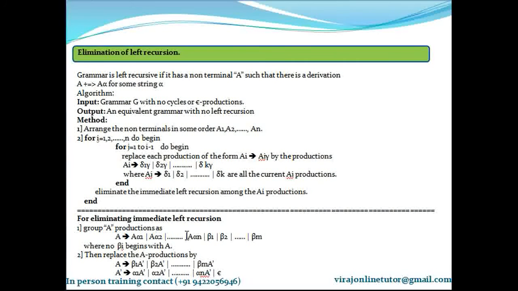So all these guys starting with capital A, I group them together. All guys not starting with capital A, I group together. And I replace these productions with A gives beta 1 A dash, beta 2 A dash, beta 3 A dash till beta m A dash. A dash gives alpha 1 A dash, alpha 2 A dash till alpha n A dash or epsilon.